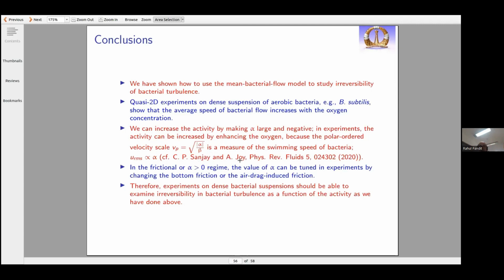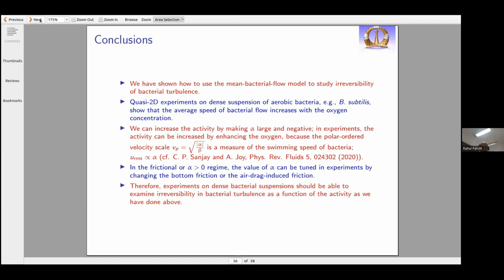This has been worked out nicely in a paper by Sanjay and Joy. And then if you're in the frictional regime, you can tune alpha by changing either bottom friction or air drag induced friction. So we hope that our studies will encourage experimentalists to look for reversibility in bacterial turbulence.